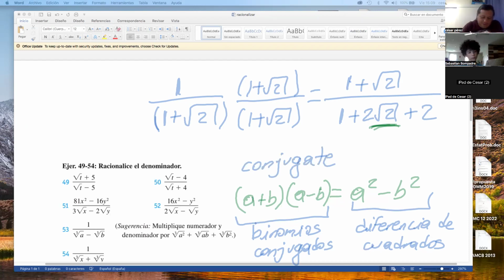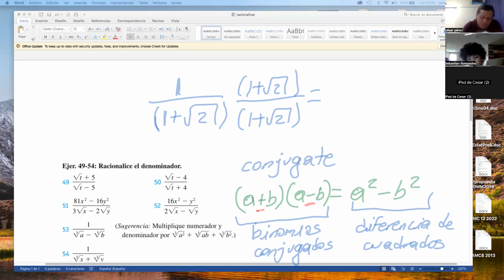Well, the conjugate is a binomial that has one of the signs different. So this is the trick. We are going to multiply by the conjugate. Now, your turn. Get the answer.